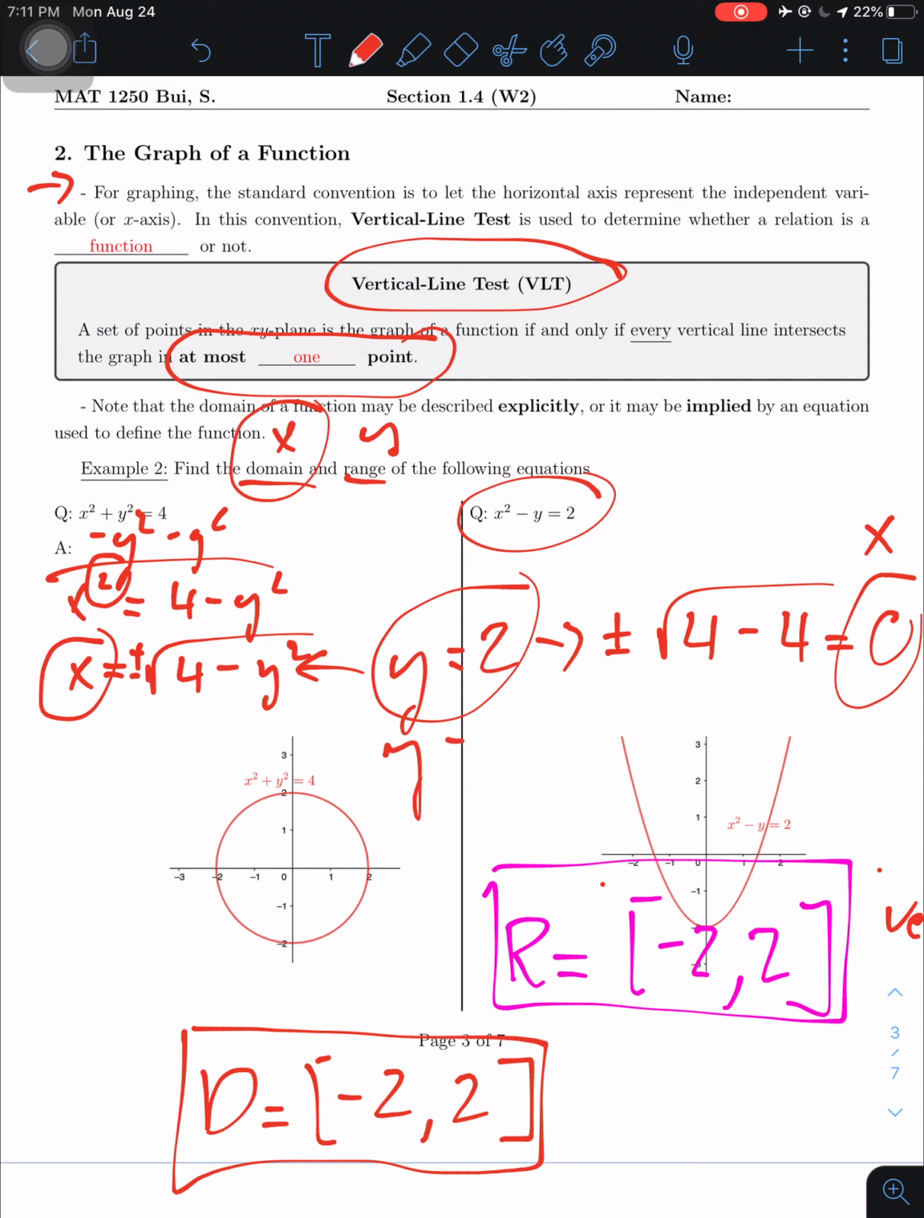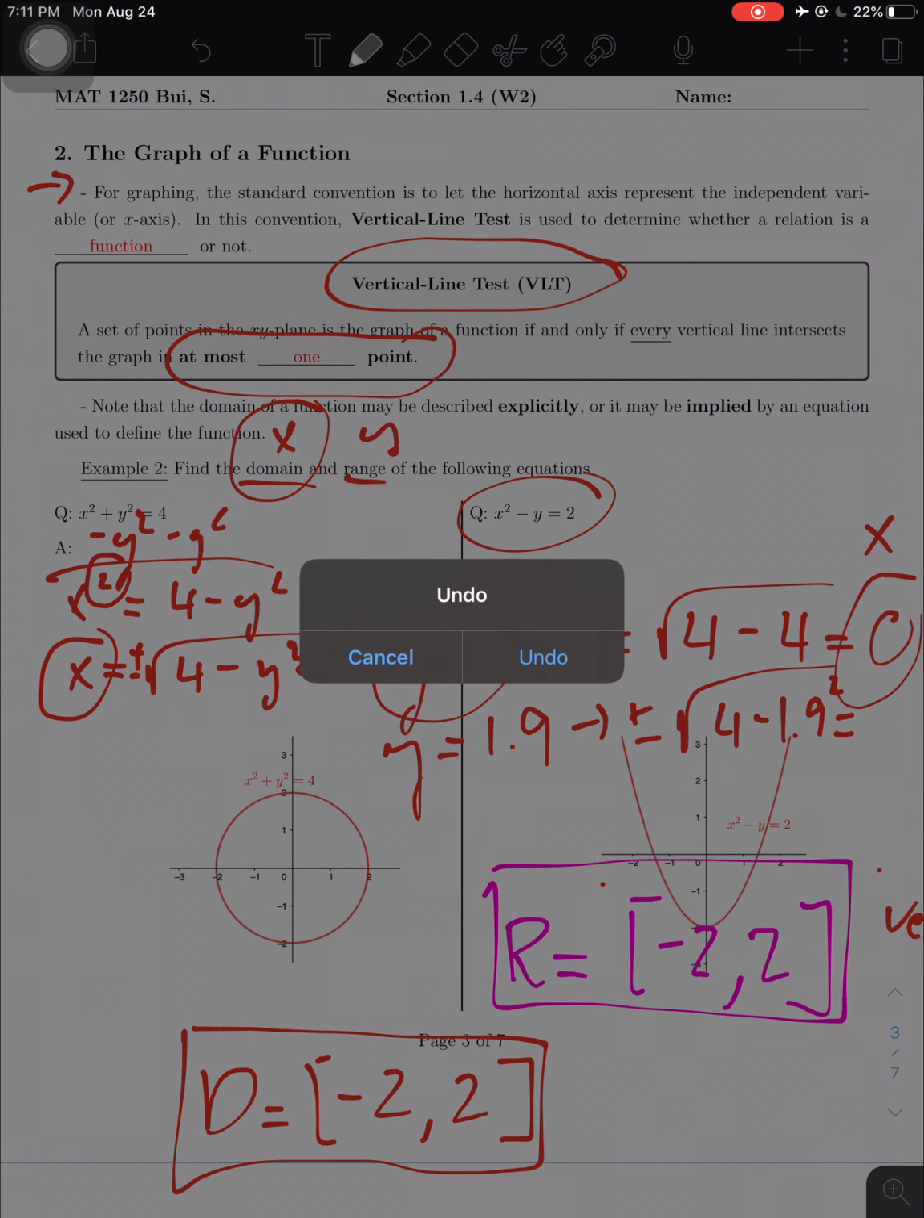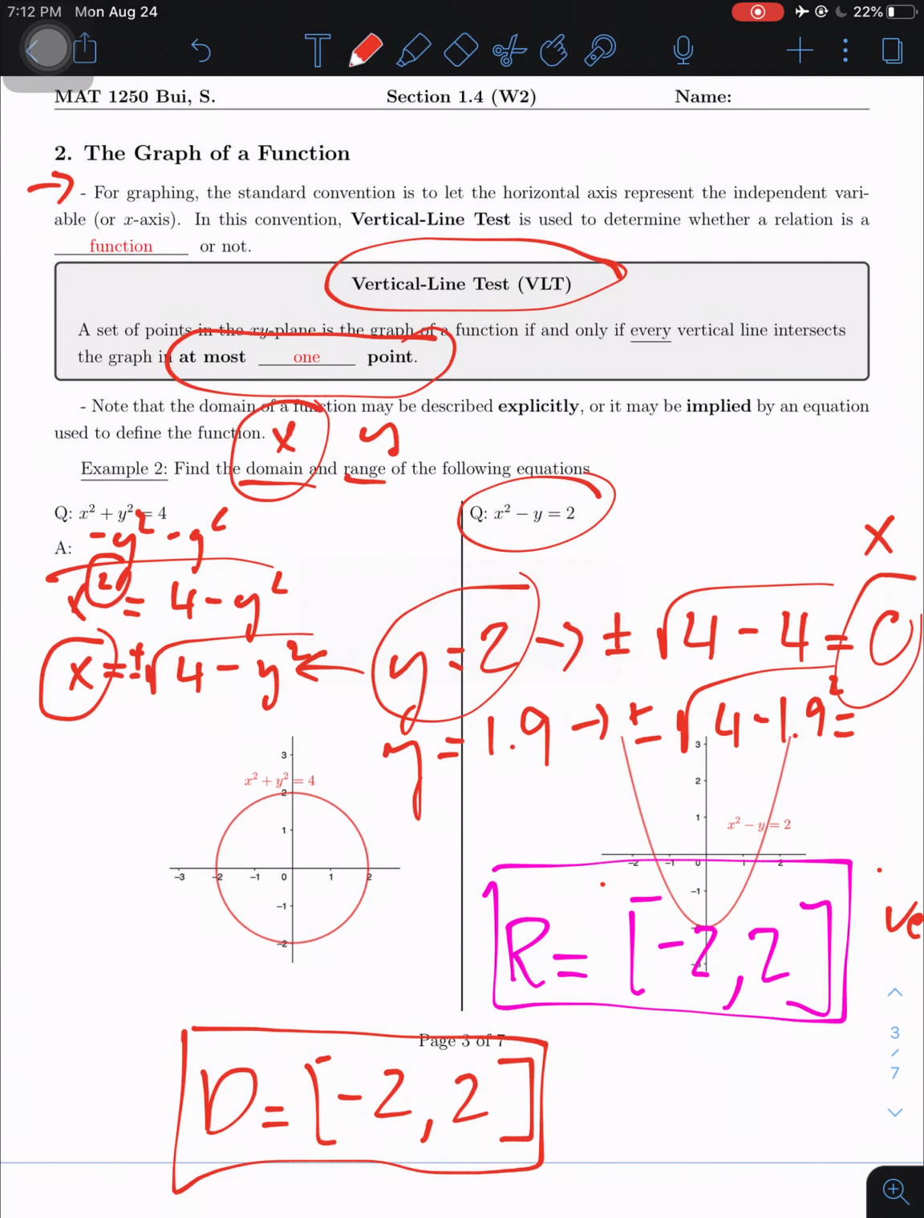If you plug in different values for y, say something less than that, 1.9, then you will get something out of this. It would be plus and minus the square root of 4 minus 1.9 squared. Let me grab my calculator really quick. If you already have a number, that's great. Wait for me. 4 minus 1.9 squared. I have 0.62.